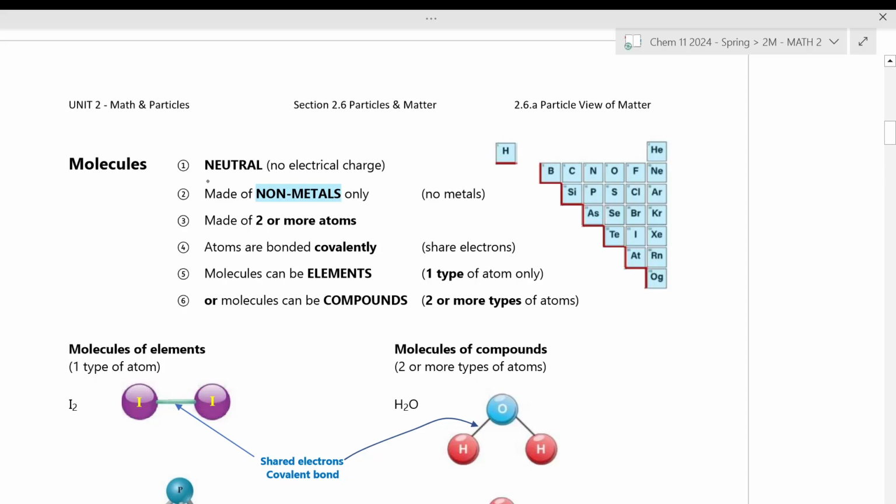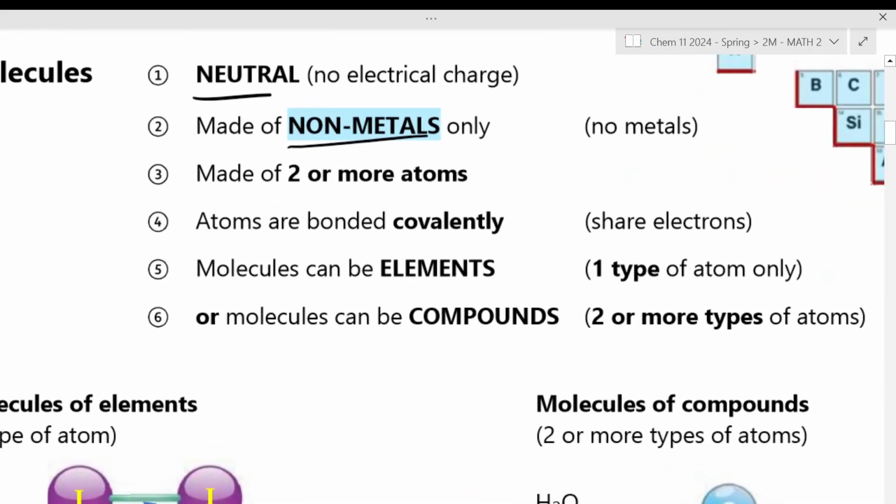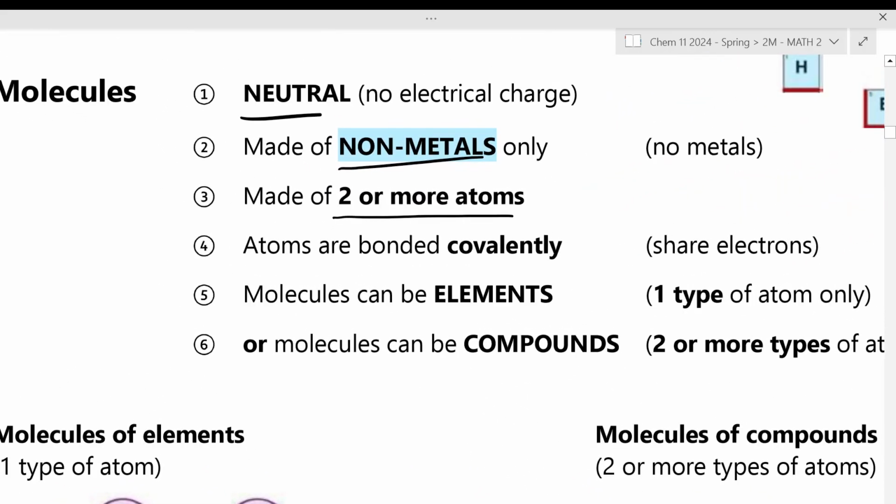Molecules, remember we said they are neutral. Remember we said they're made of only nonmetals. Molecules are made of 2 or more atoms stuck together by covalent bonds. If you have only 1 atom, what do you have? It's almost a trick question. If you only have 1 atom, you have an atom. Okay, there we go. All right.